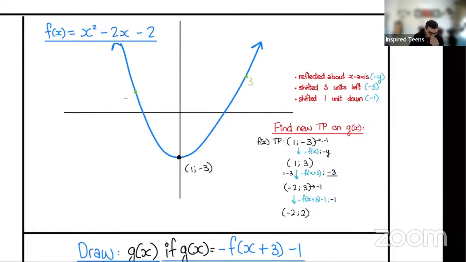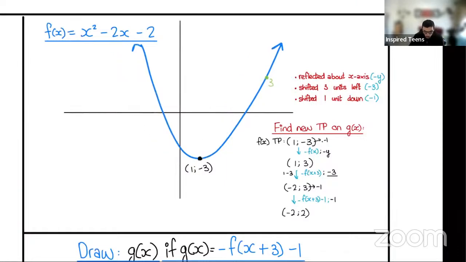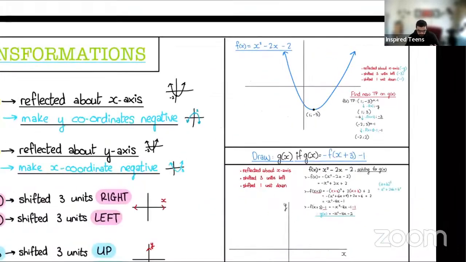So each and every coordinate, you don't always have to find the new equation to find a new coordinate on the graph. What you can also do is make that specific change to an individual coordinate. A lot of the times it is the turning point, because they want you to find the new turning point. Okay, so I hope that makes sense.